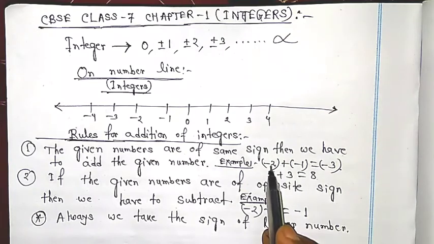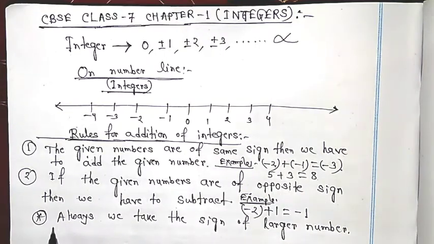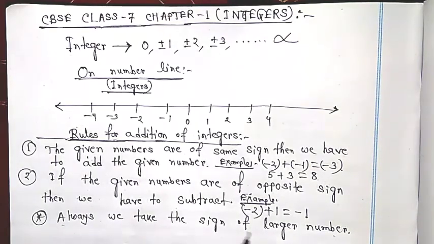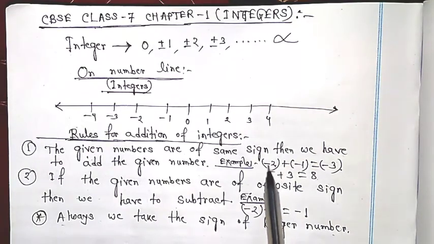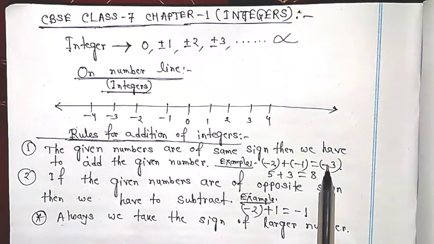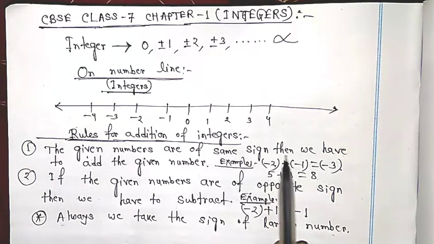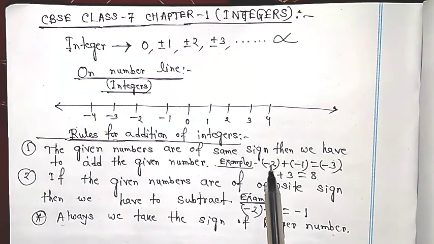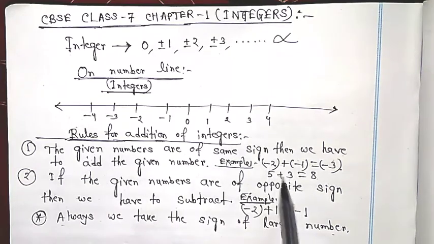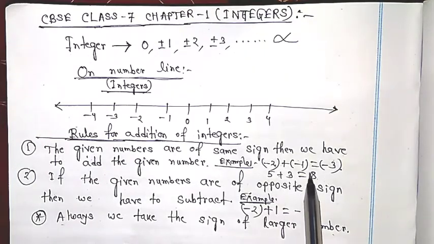2 plus 1 is 3. And here one note is there: always we take the sign of the larger number. Which is the larger number here? It's minus 2, so we take the minus sign. So if the numbers are of the same sign, then we do the addition and take the sign of the larger number. Same, 5 plus 3 is 8, and we take the sign of 5, that is plus. If no sign is mentioned, that means it is of plus sign, that is positive.